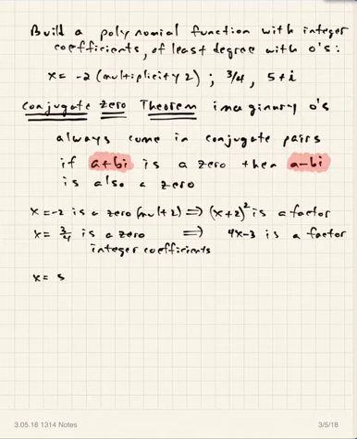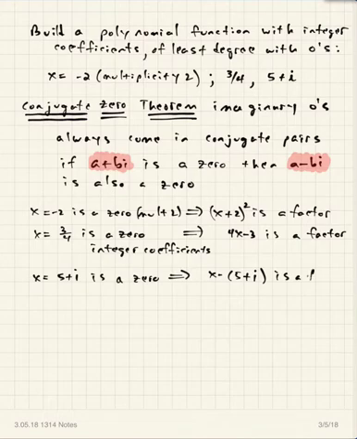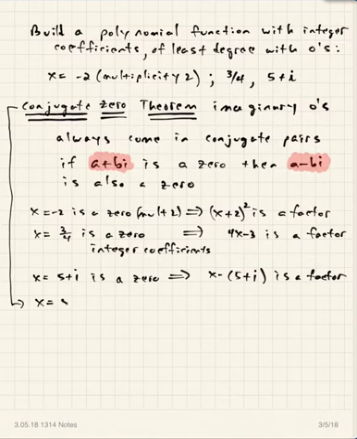x equals 5 plus i is a 0. That tells us that x minus (5 plus i) is a factor. This looks crazy, but it's true. And what else do you know by the conjugate zero theorem up here? You also know that x equals 5 minus i must also be a 0.